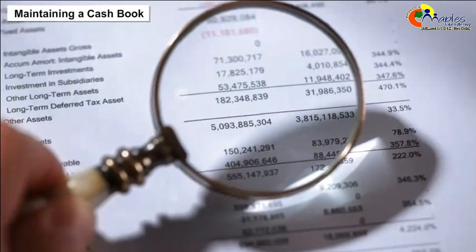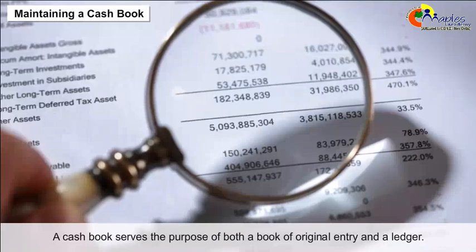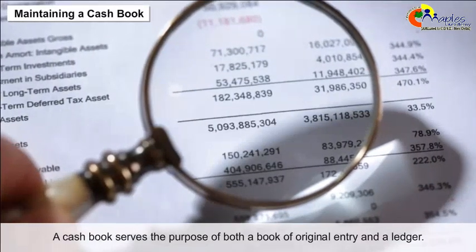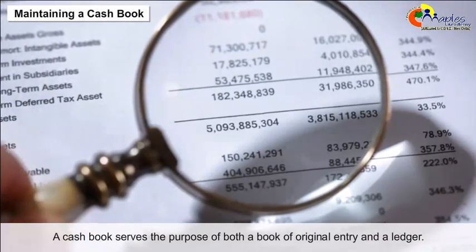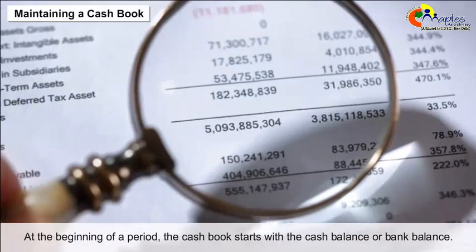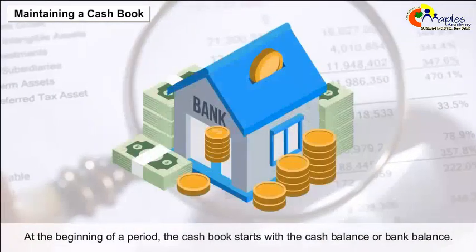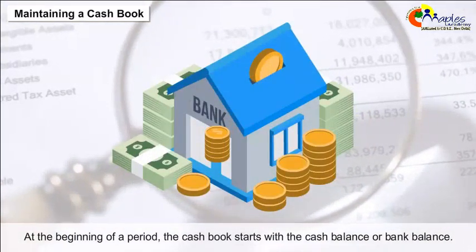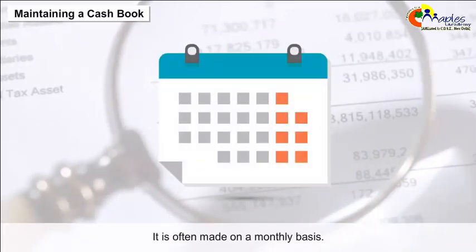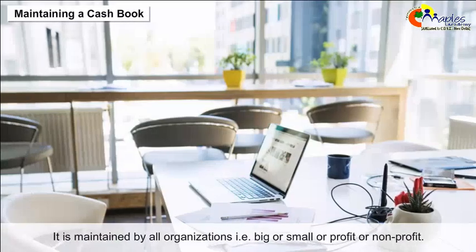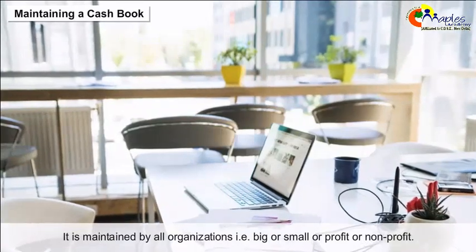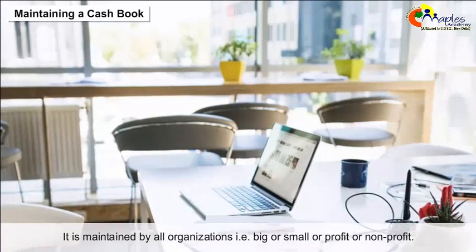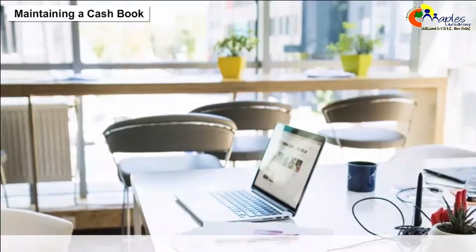Maintaining a cash book. A cash book serves the purpose of both a book of original entry and a ledger. At the beginning of a period, the cash book starts with the cash balance or bank balance. It is often made on a monthly basis. It is maintained by all organizations, big or small, profit or non-profit.